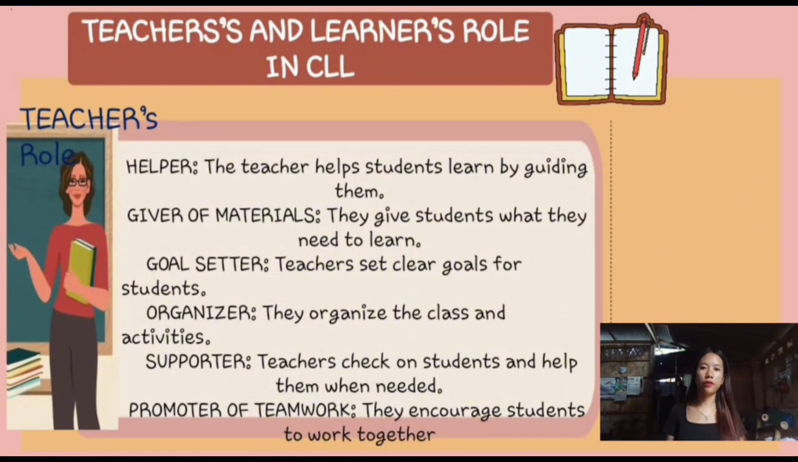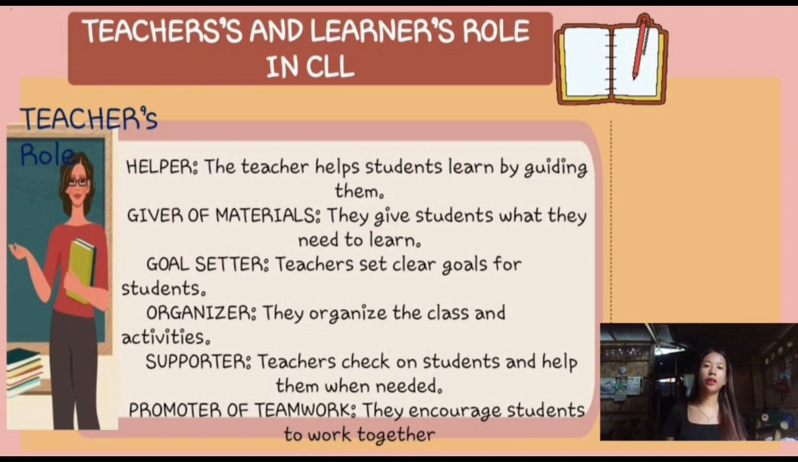So hello everyone, I'm going to discuss the teachers' and learners' roles in cooperative language learning. So let's begin with the teacher's role. The teacher's role is to be a helper. The teachers help students learn by guiding them.